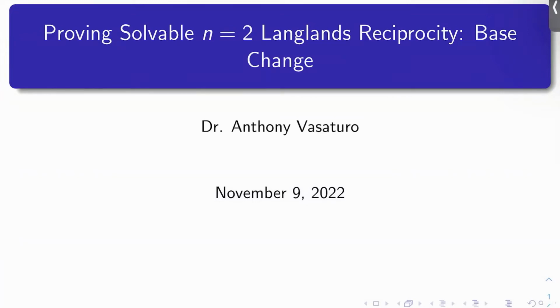Today's video will be the last video that we spend gathering results to prove solvable n equals 2 Langlands reciprocity. Okay, and today we'll look at the fourth instance of Langlands functoriality needed to engage in that proof. That is the theory of base change.